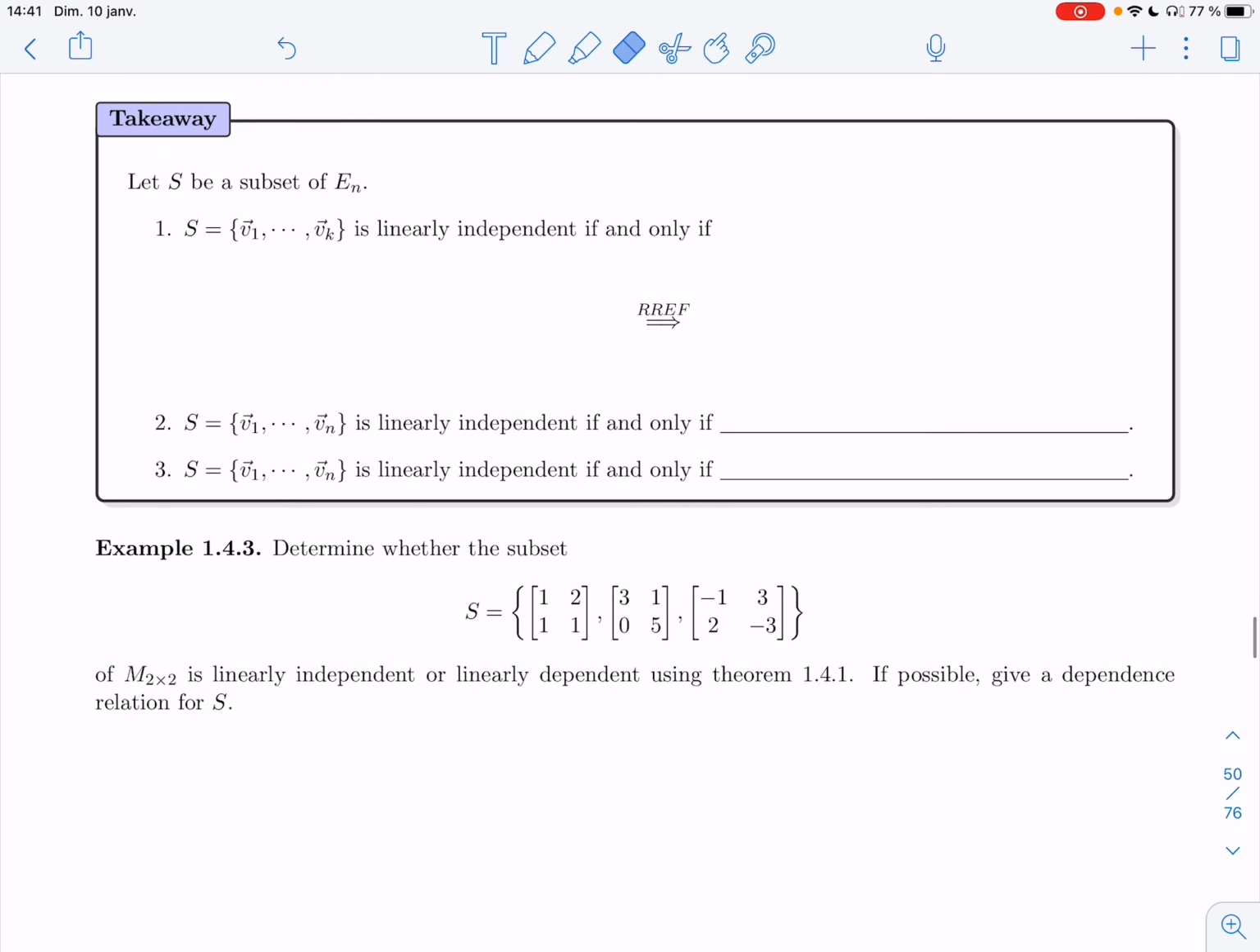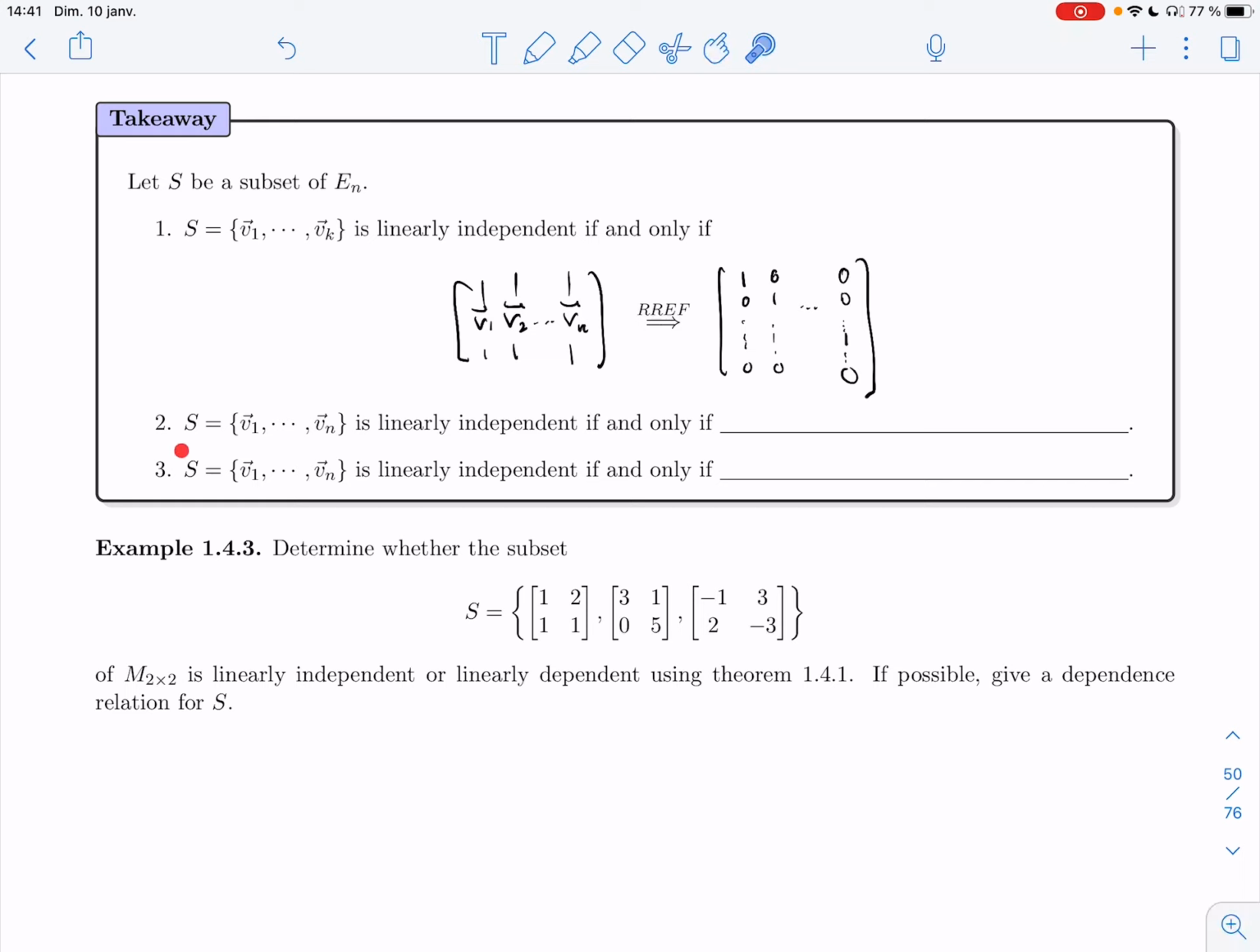All right, so let's look at this takeaway that recaps what we've learned there. A subset of Rn, S equal to V1 through Vk, is linearly independent if and only if I put them in a matrix, like so, and I reduce it, I'll get one leading one for each column. So I need a unique solution. That means I need no free variable, and so a leading one in each column.